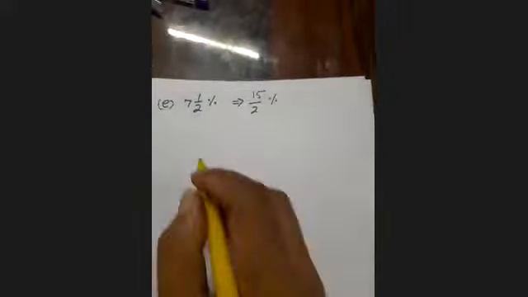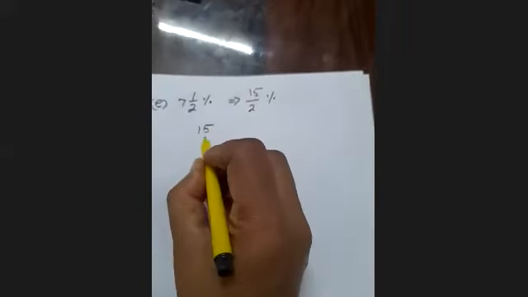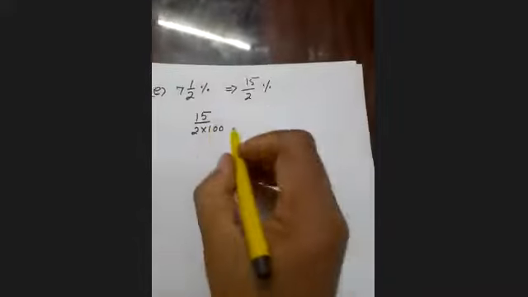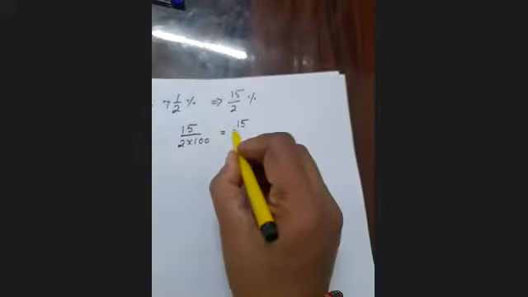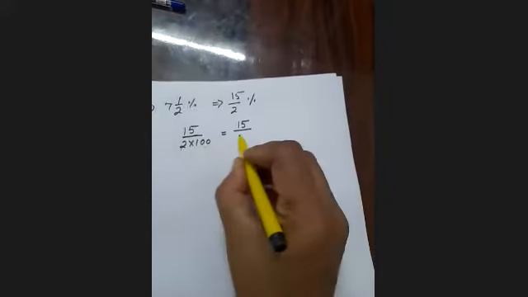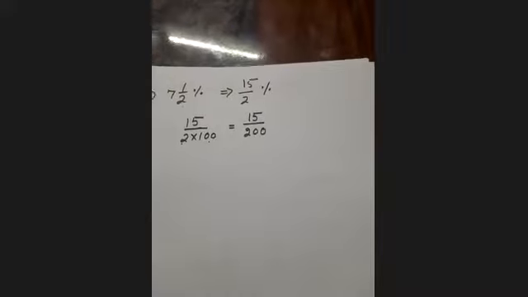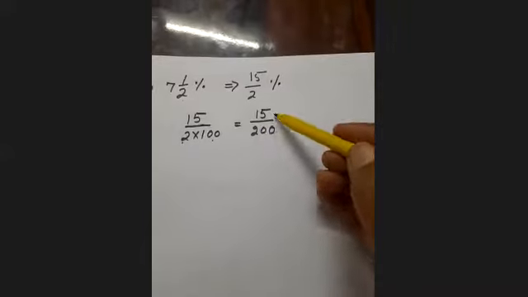Now to remove the percentage sign, we will divide by 100. 15 upon 2 multiplied by 100. We get 15 upon 2 multiplied by 100, 200. Now we get 15 upon 200.